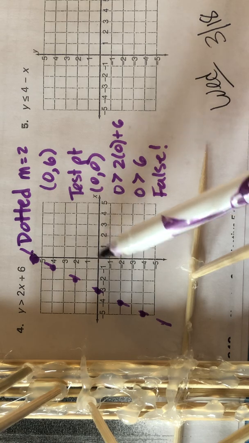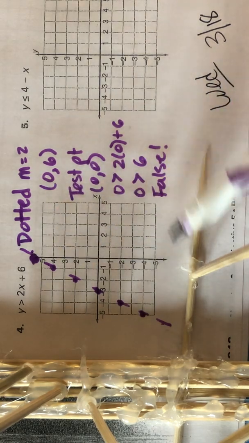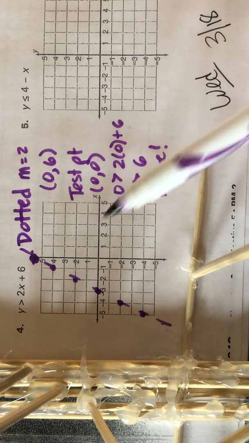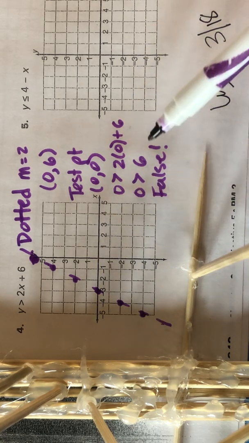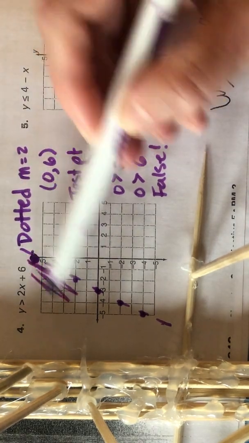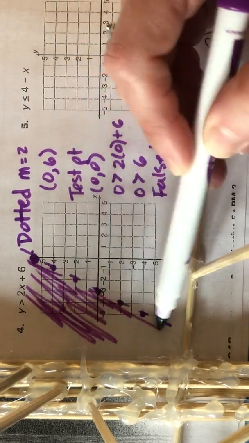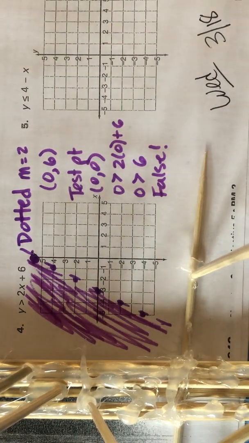My test point's here. I'm not going to shade on this side of the line because where my test point is located, the inequality was false. So I'm going to shade over here. And it looks like that. And there's my first example.